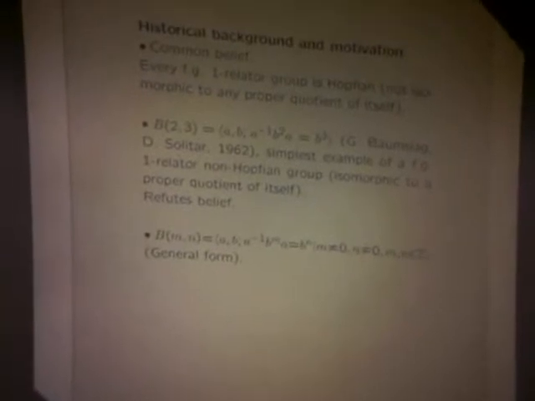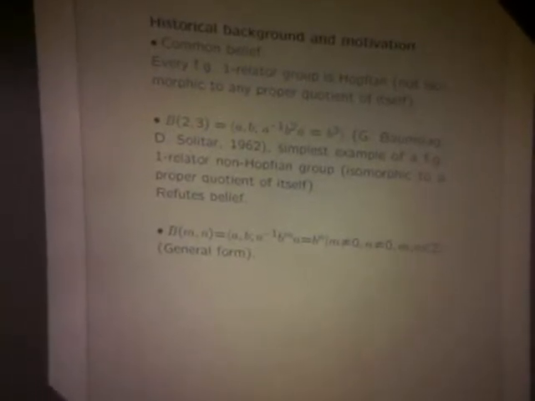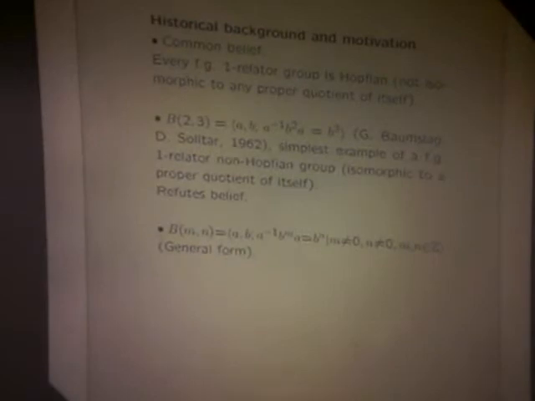So the counterexample was an example like this: B(2,3). This is a presentation generated by a, b, and the relation is a inverse b squared a equals b cubed. The general form is B(m,n), which I'll be talking about a lot, and the relation is just a inverse b to the m a equals b to the n. Here m and n are non-zero integers, any integer, whether positive or negative. So that's the general form.